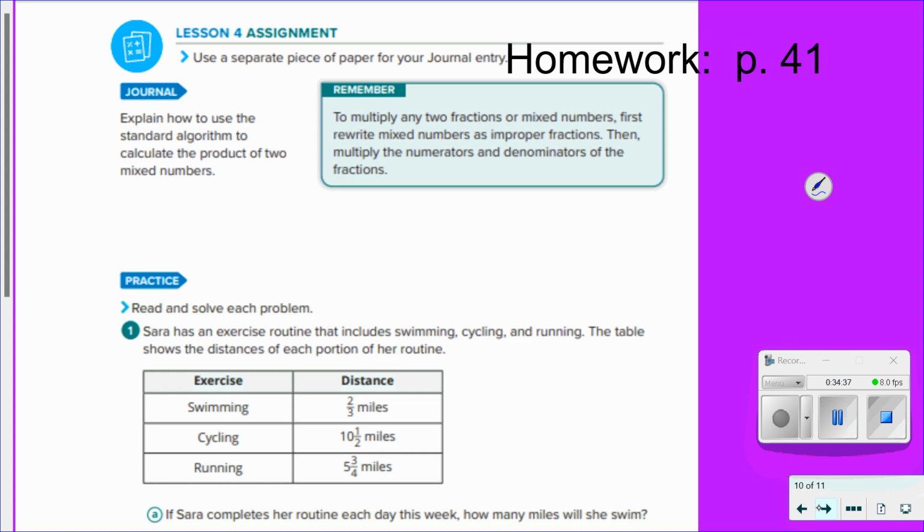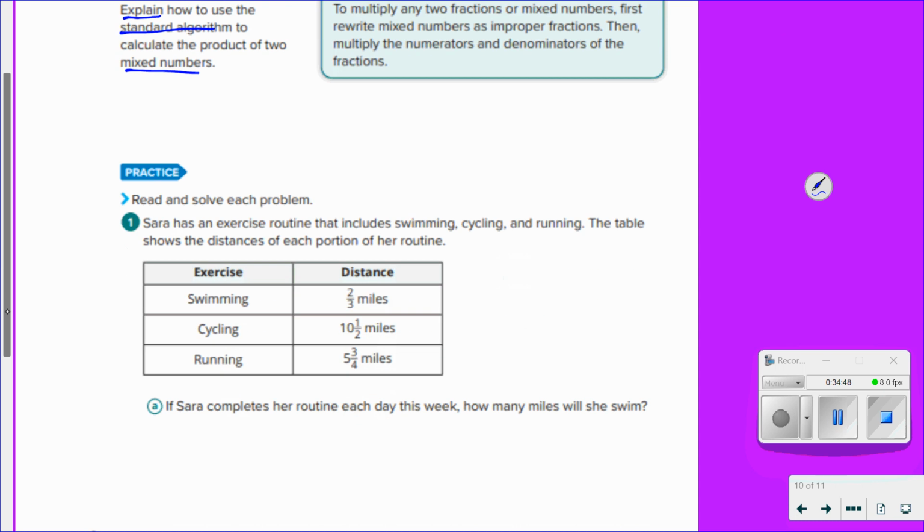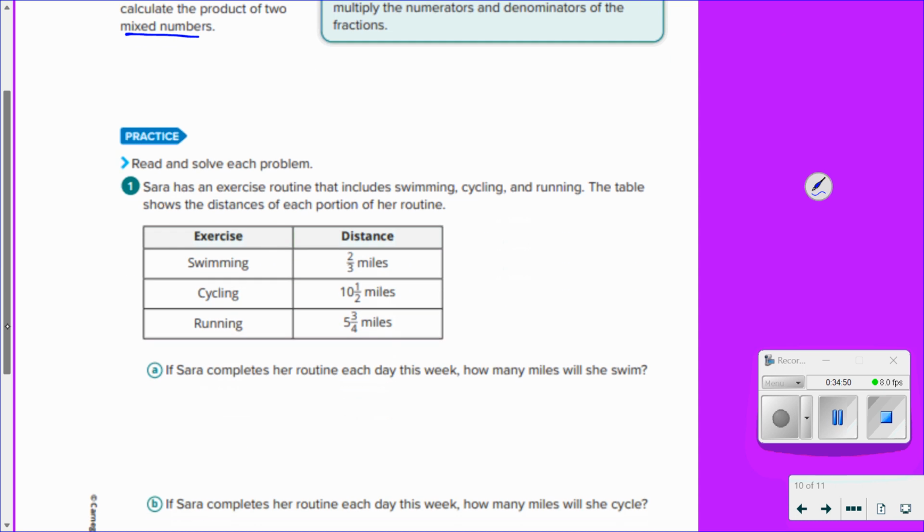Please pay attention. Explain how to use the standard algorithm. In other words, that first one we gave you. 4 mixed numbers. So it's the second one we gave you. Number 1, this one caused a lot of trouble last year, and I don't get it why. If you mark your text, it's easy. She does it each day. How many miles will she swim?